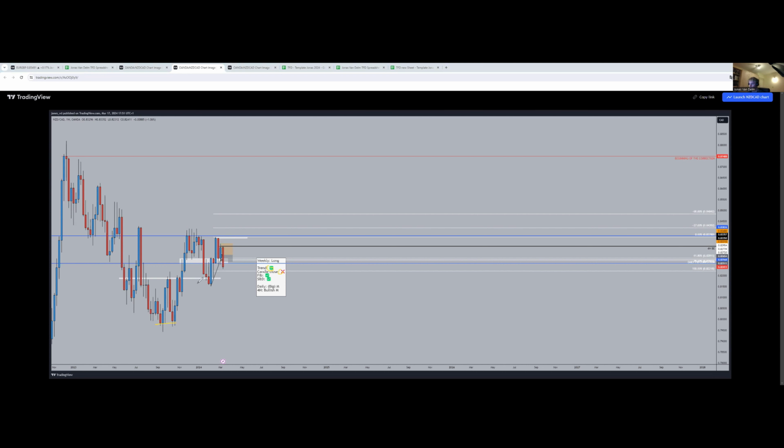And then the fib from this low potentially till this high can work for you, or this low till this high can also work for you. Potentially, you have two fibs that are working for you.